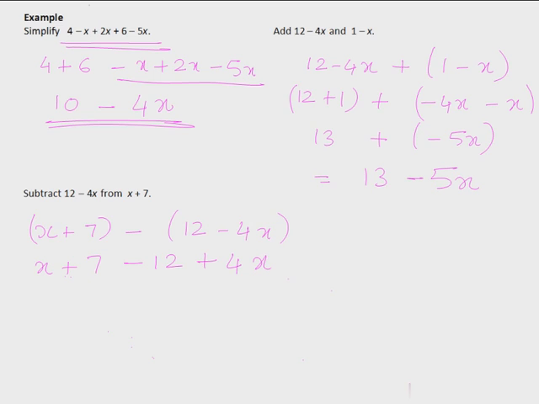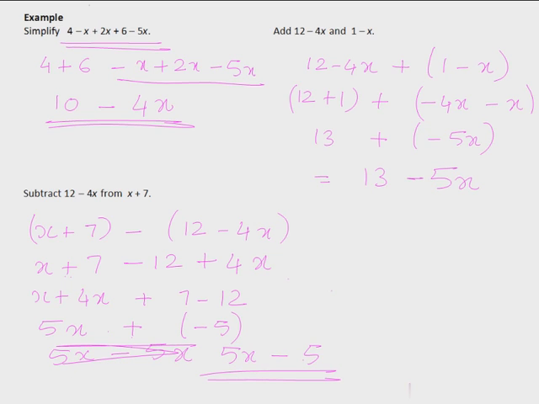Now I group the x's and I group the constants. So it becomes x plus 4x plus 7 minus 12. X plus 4x is just 5x and 7 minus 12 is minus 5. So it's 5x plus minus 5, which can be better written as 5x minus 5. So that's how you simplify expressions.